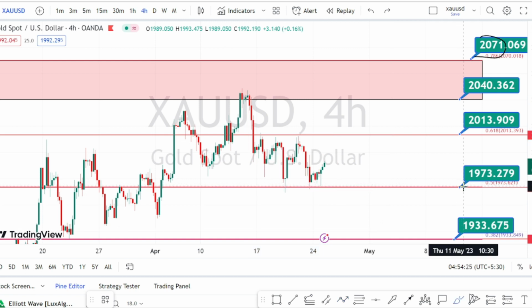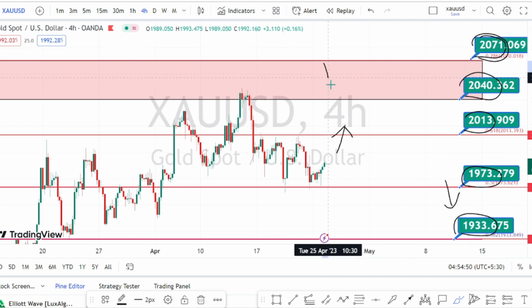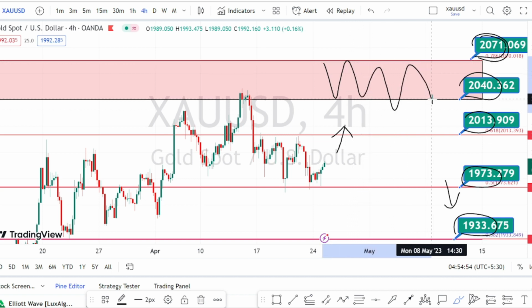So the current support is going to be around 1973 in 4 hours time frame, and once this support level is reached, next level of support is going to be around 1933, and on the bullish side the immediate resistance is going to be around 2013. Once this resistance level is reached, next level of resistance is going to be around 2042, 2071, which is going to be a very strong resistance zone from the daily time frame.